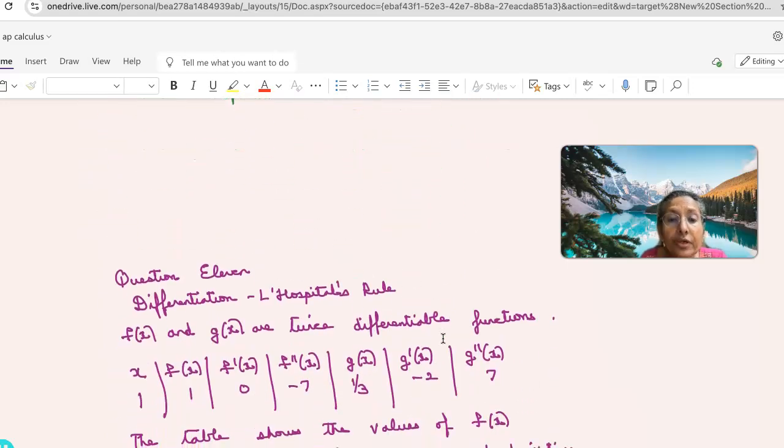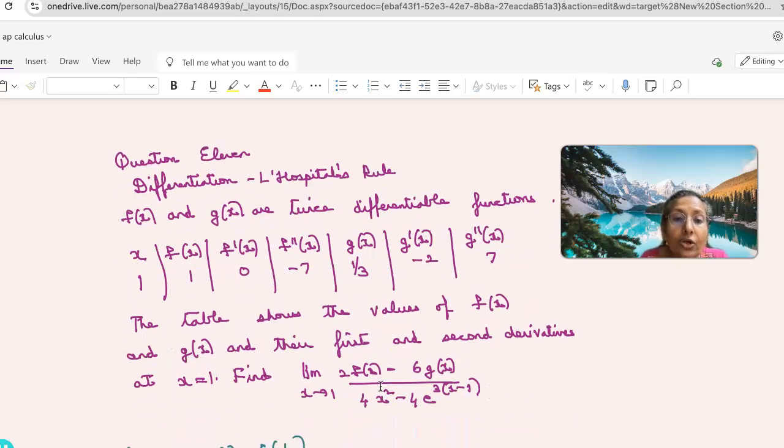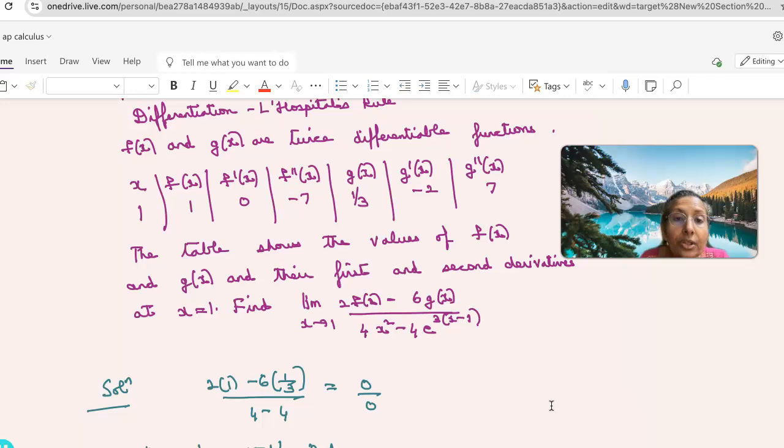Next is on differentiation, L'Hopital's rule. f(x) and g(x) are twice differentiable functions and the table shows the values of f(x) and g(x) and their first and second derivatives at x equal to 1. Find the limit as x tends to 1 of (2f(x) minus 6g(x)) by (4x squared minus 4e raised to 3(x minus 1)). So substituting the limits, 2 times f(1) is 1 minus 6 times g(1) is 1, by 4 minus 4, which is 0 by 0 form.